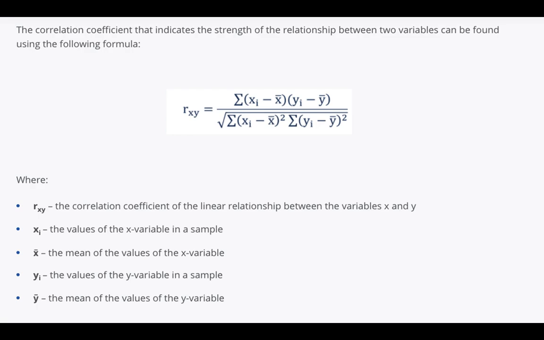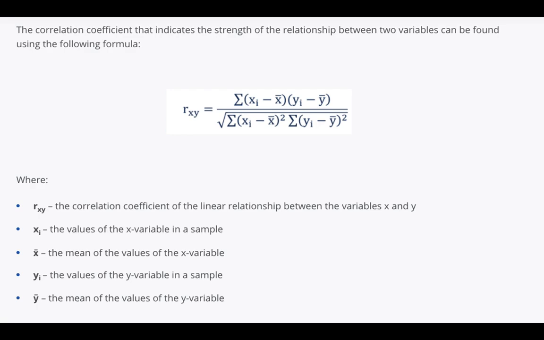Then I wrote xi. Xi is the value of the variable x in a sample, and x bar is the mean of the variable x, which we have to find out. And yi is the value of the y variable in the sample, and y bar is the mean of the y variable.